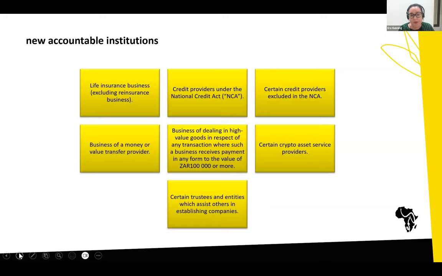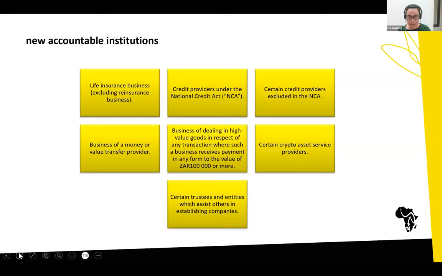If you're in the business of a money or value transfer provider, previously this only triggered money remitters. It's been changed to money or value transfer provider, because of course we can use the likes of airtime transfers to launder money as well. Then certain crypto asset service providers, and then the middle one, businesses dealing in high value goods, where a transaction, regardless of how many payments that transaction involves, is for an item exceeding 100,000 rand value.